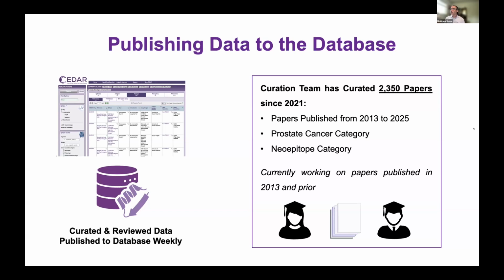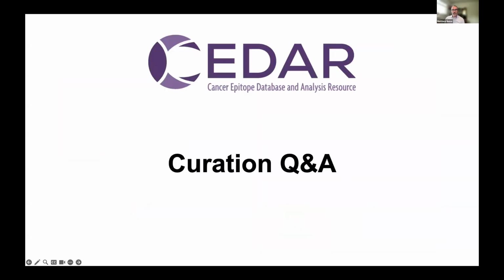And since we formed CEDAR in 2021, the teams focused on and curated 2,350 papers. As Alex mentioned earlier, we curate the current year papers, 2025, as they're identified in our biweekly automated query. And then we're going backwards through time, curating the existing papers. And currently we're working on 2013. So that is a brief overview of the curation process. I'd like to thank you for your time. And now we will take questions.